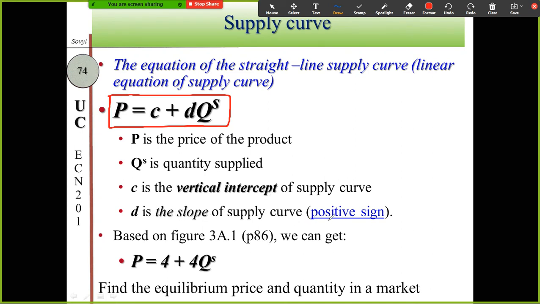In terms of the slope of the supply curve, it is a positive slope. Why is the slope of the supply curve positive? Because this represents the property of the supply curve. Maybe you can remind yourself what the property of the supply curve is, and previously, what the property of the demand curve is. Okay, based on figure 3A.1 on page 86, we can get the supply equation, P equals 4 plus 4 QS. You see, this is positive.